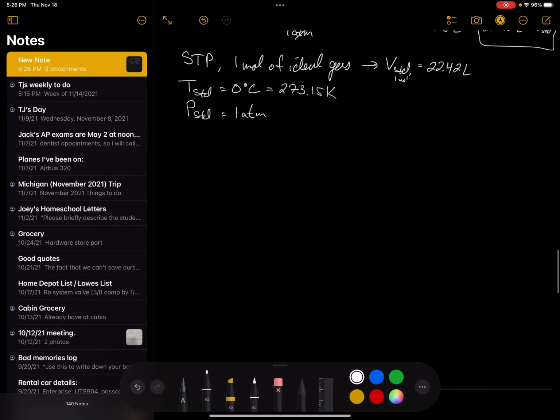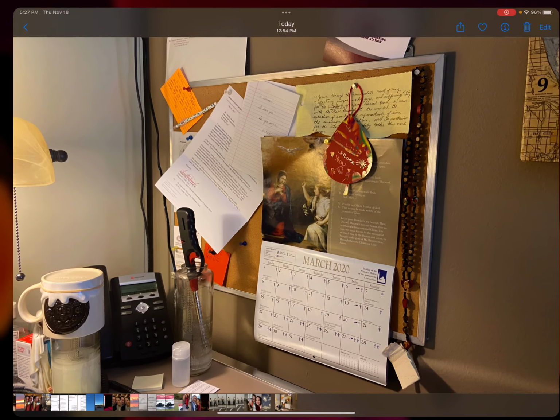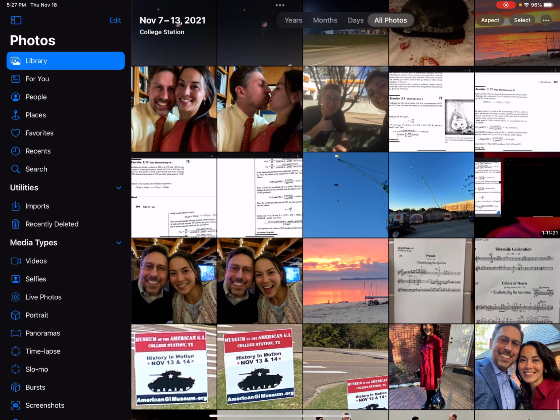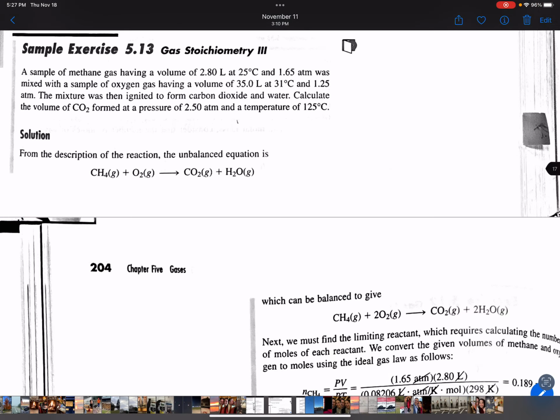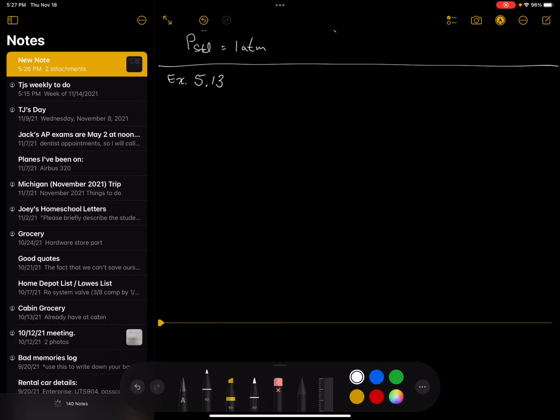Okay, so let's go ahead now and move on to another example. Let's now do example 5.13 in your book. This is a great example because it requires you to start to integrate different concepts that you're learning in chemistry. It requires you to use both gas equation information as well as information from previous chapters. Okay, so let's go ahead and insert this image.